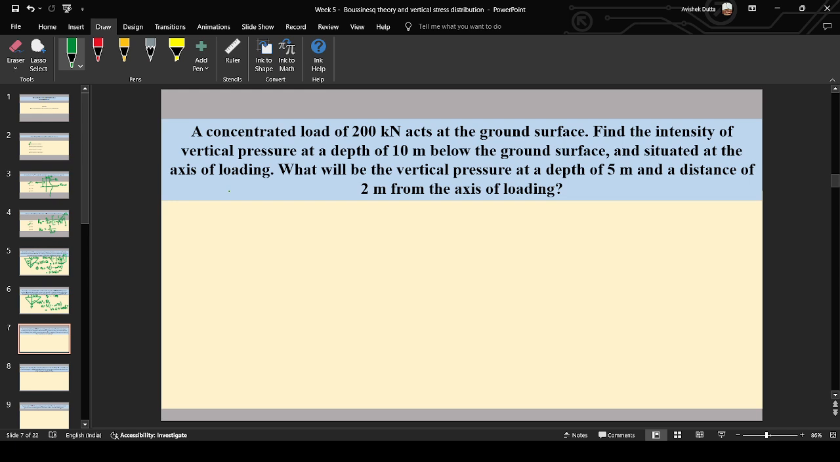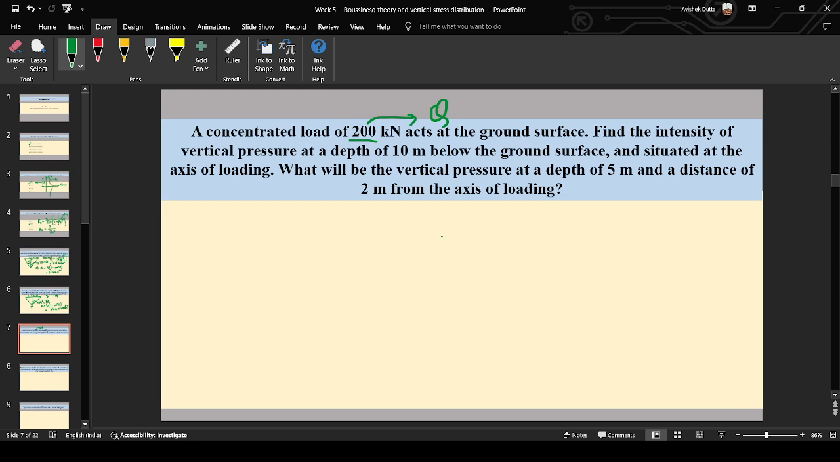Yes, a concentrated load of 200 kilonewton acts at the ground surface. So this concentrated load of 200 kilonewton is definitely the load which we use in the Boussinesq theory. Not this. This is the value of Q.